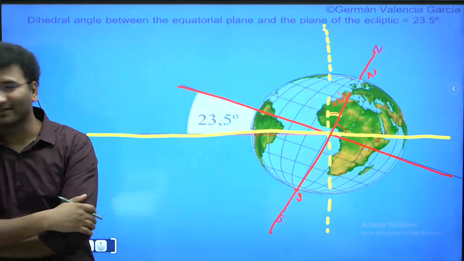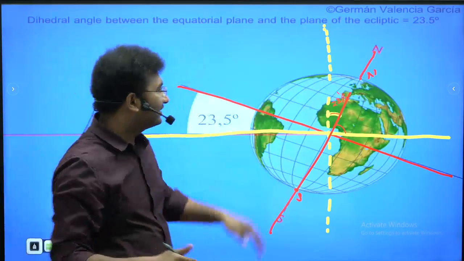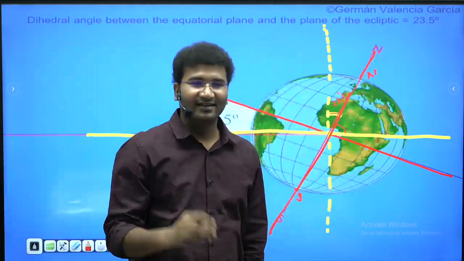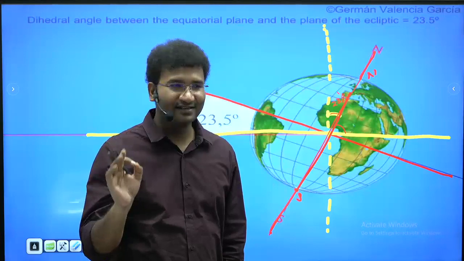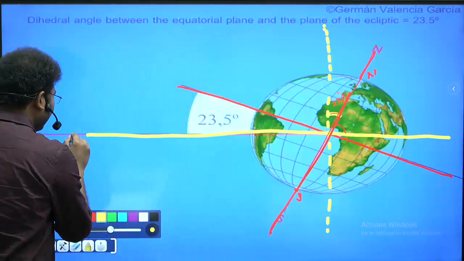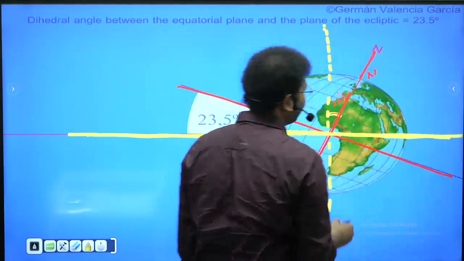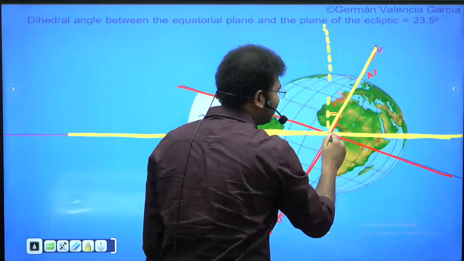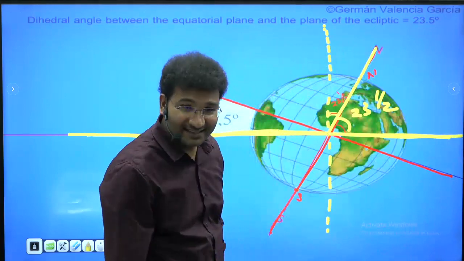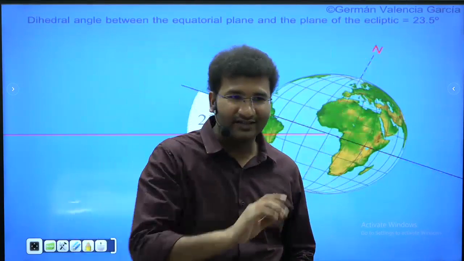No, see, let me repeat the question. Earth's axis, this is Earth's axis, right? Earth's axis is 23.5 degrees tilted from orbital plane. Now, where is the orbital plane? This is your orbital plane, right? Okay, this is orbital plane. Now, is this 23.5 degrees tilted? It is 66.5. So, the answer is 66.5 degrees tilted.